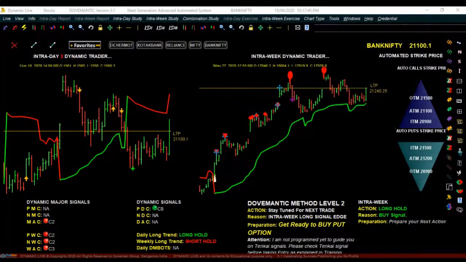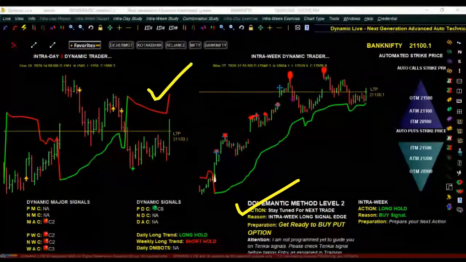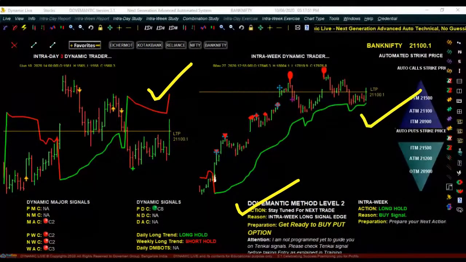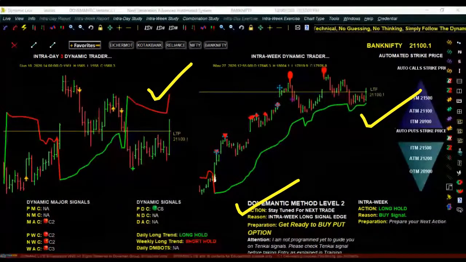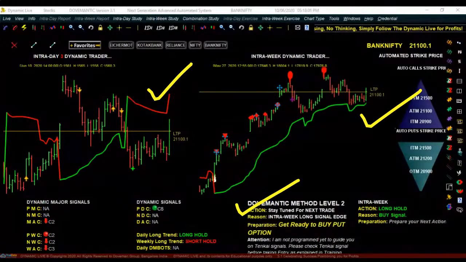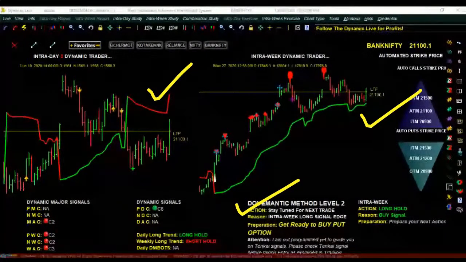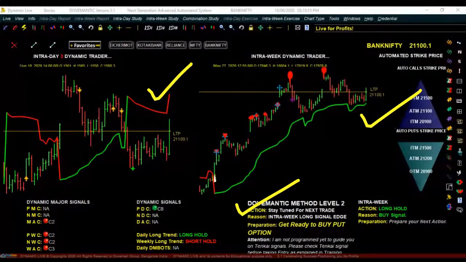Let me revise it once again. When the action tells you to buy a call option or to buy a put option, check what intraday 3 long and intra-week long signal is telling you to do. Right? If they both are supporting, then go ahead and do the trade. If they both are not supporting, or even if any one of these two is not supporting, then check the Tenkai signal because there is a mismatch. Remember, we will check the Tenkai signal only if there is a mismatch.